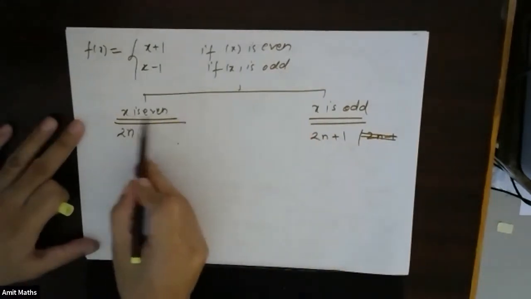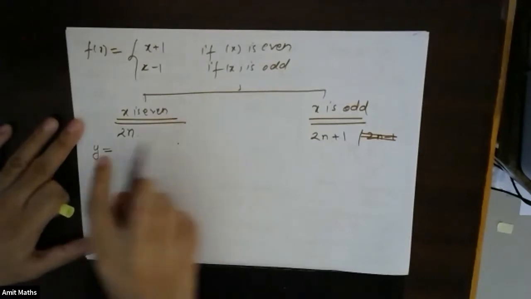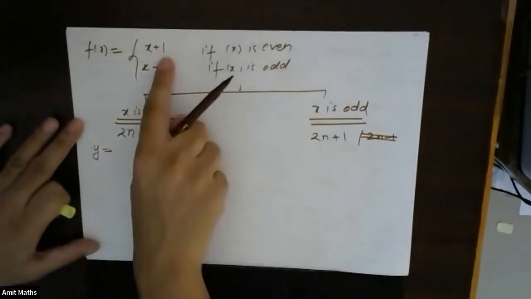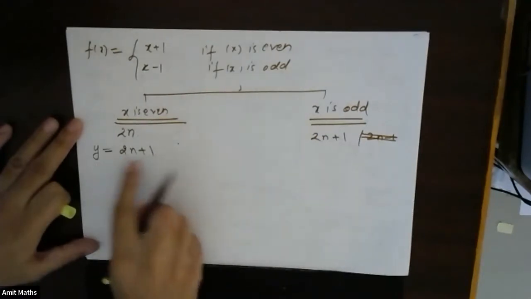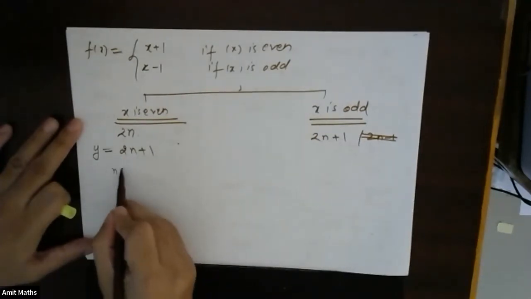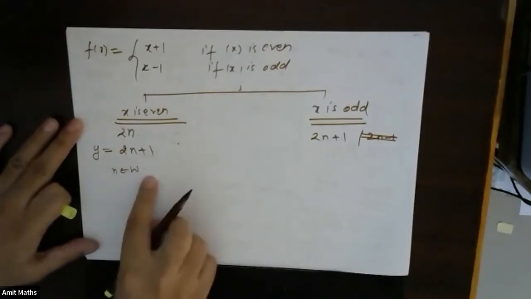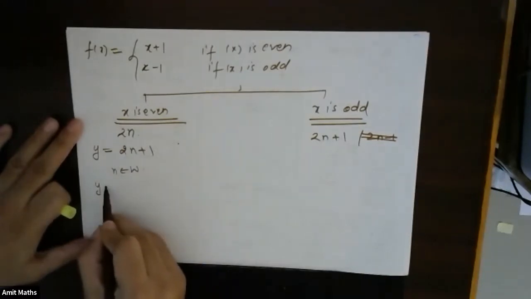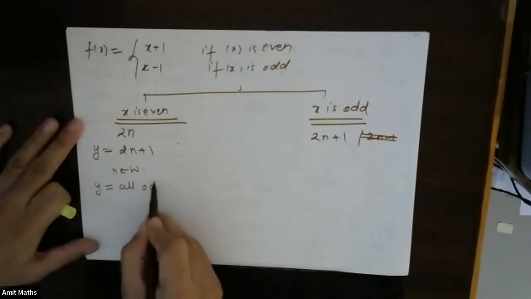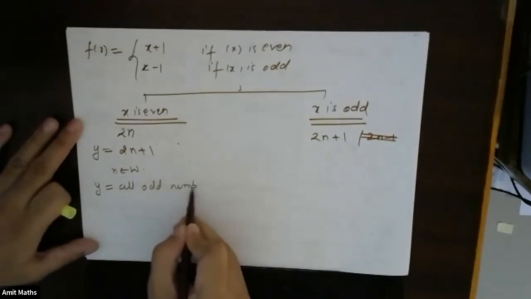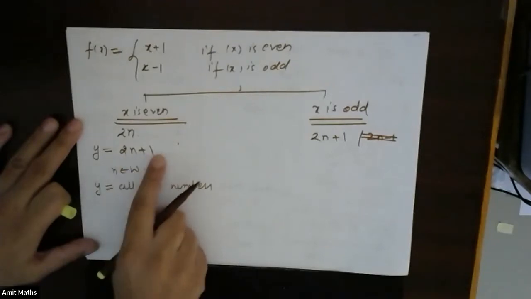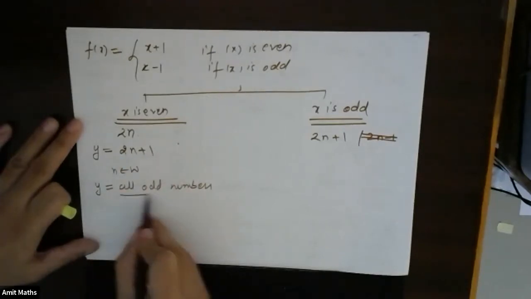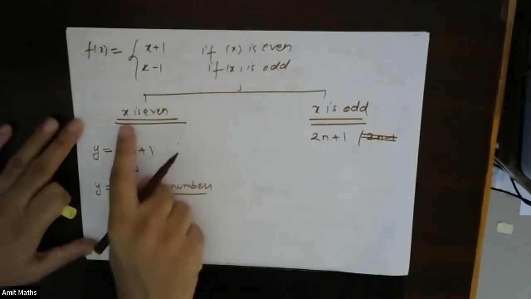Now, if x is even, y is equal to 2n plus 1, where n belongs to whole numbers. That means y is equal to all odd numbers. n will start with 0: 2 into 0 is 0, plus 1, 1. So that means y is all odd numbers if x is even.